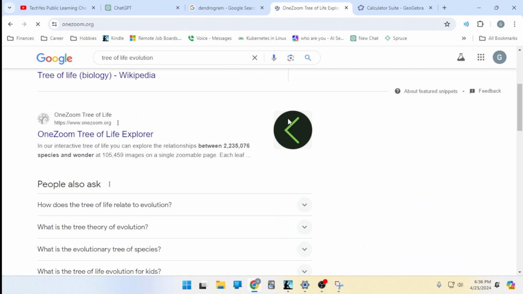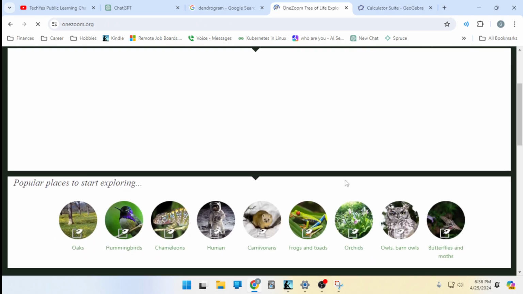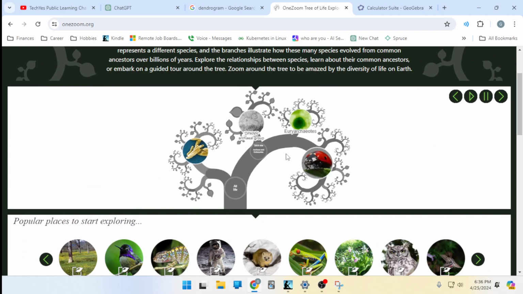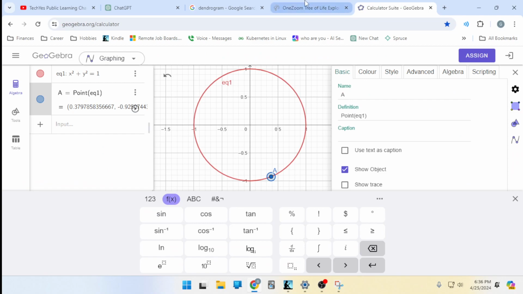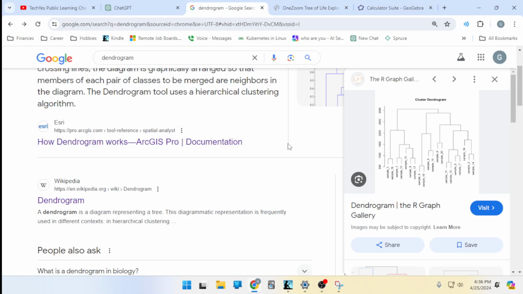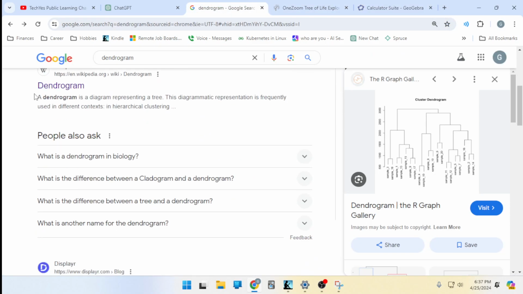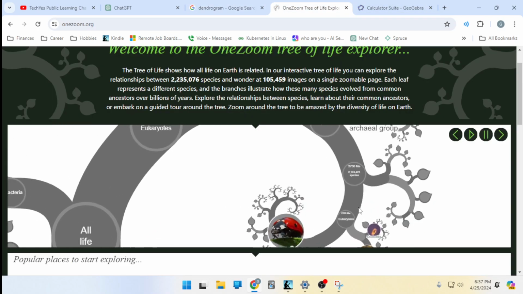Yeah, onezoom.org. I think this is it. This is what I was thinking of. So this is a dendrogram, right? A dendrogram is a diagram representing a tree.